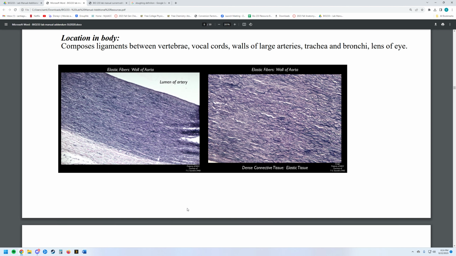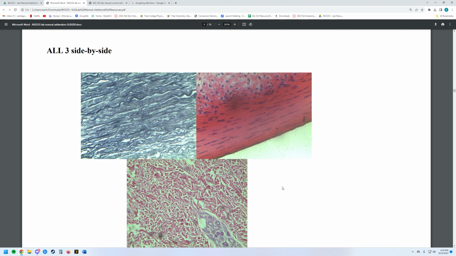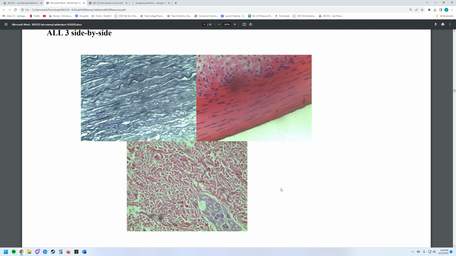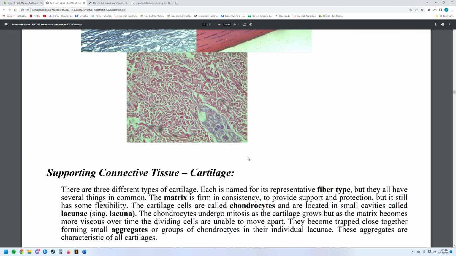Cool. All three side by side. Here we go. Man, they need to have these for every single one. What the heck? So we got wavy at the top. See the waves. We got the dense regular because they're all going in the same direction. Dense irregular is all over the place. Sweet.